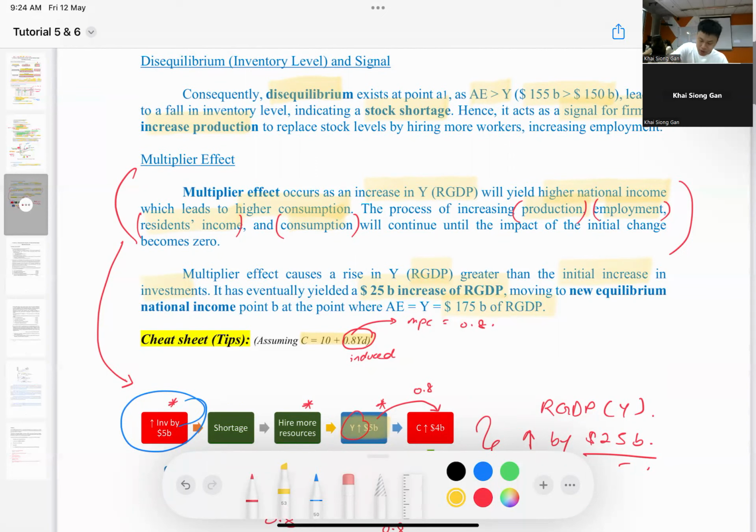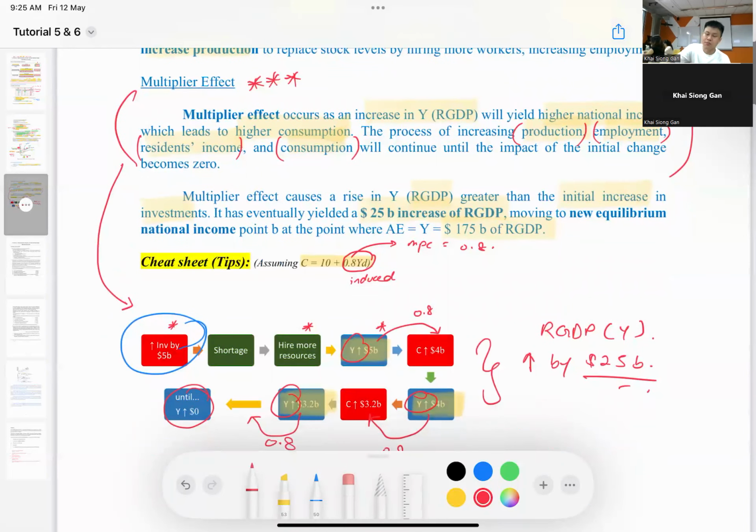So the only important part that you need to know how to put into words is this one, the multiplier effect. How do you explain the cheat sheet over here into the multiplier effect? Okay, so these are the things that I want to cover for today's tutorial.